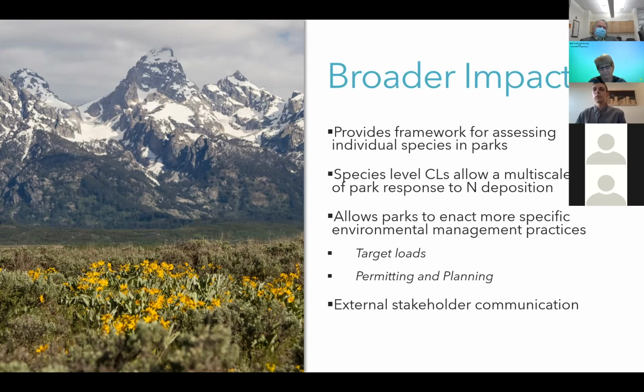So I think one of the advantages of this could be really identifying location and species specific target loads, which could be really useful. And then I think this also could really help with external stakeholder communication. So being able to specifically mention a species, maybe a threatened species, and how it's dealing with nitrogen deposition, I think that could be a really powerful tool for how we deal with protecting natural resources in national parks.